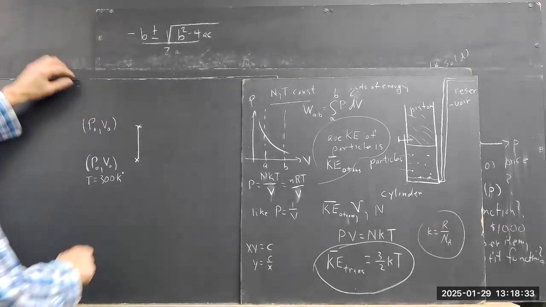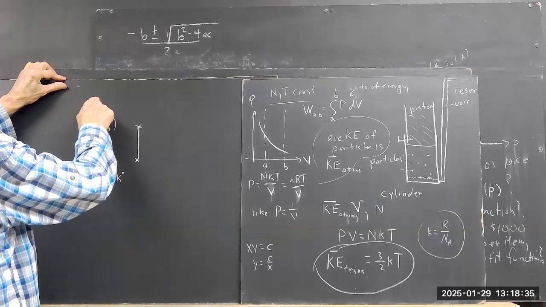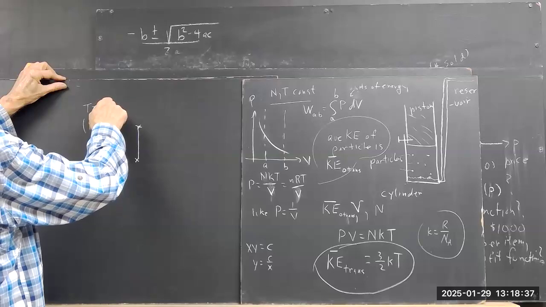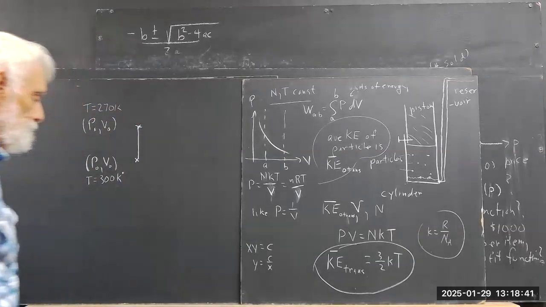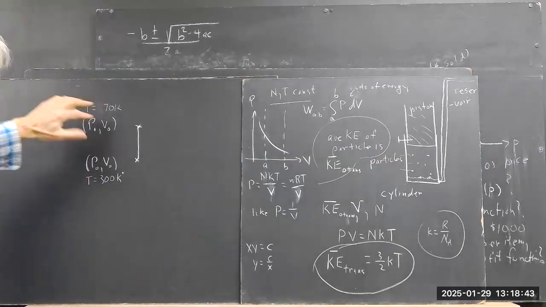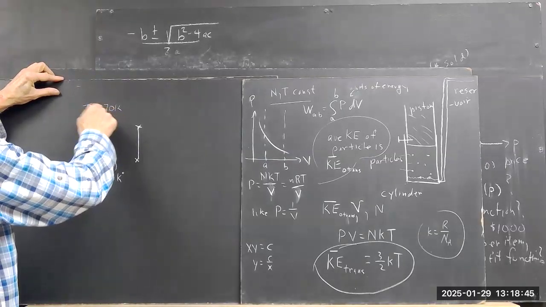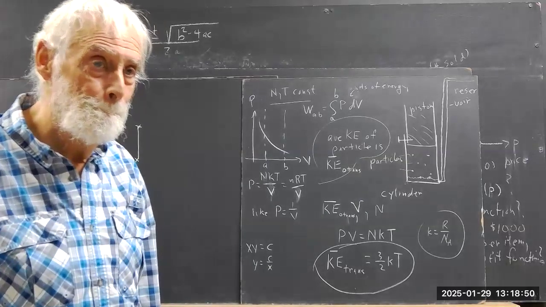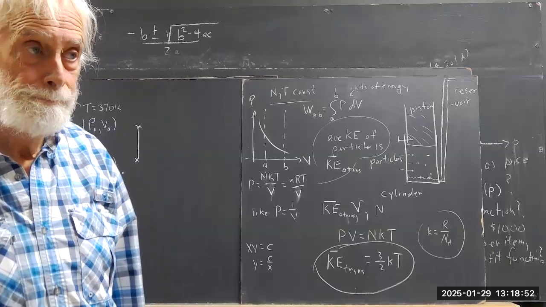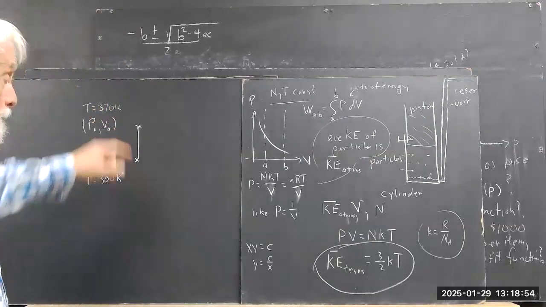So you've got pressure P naught, and now your temperature is just rounded off to 270 K. 373. Say we only get up to 97 Celsius. Okay, makes sense? Well, there's the first part of our cycle.